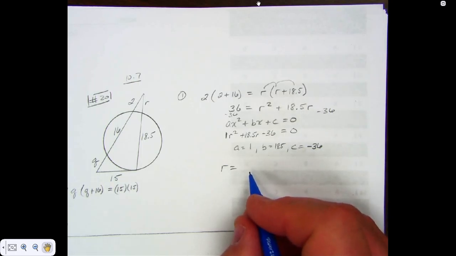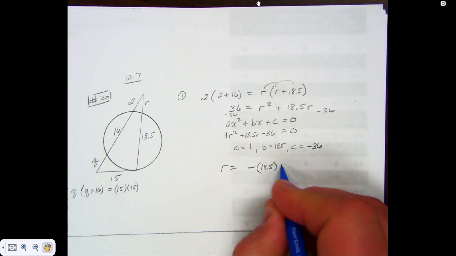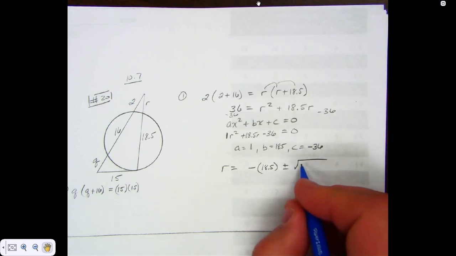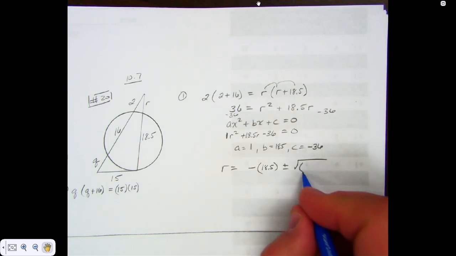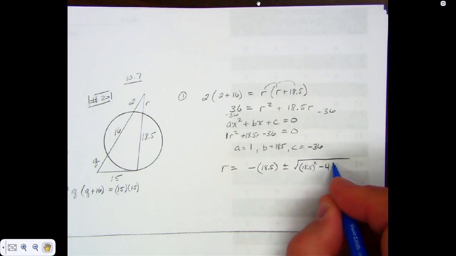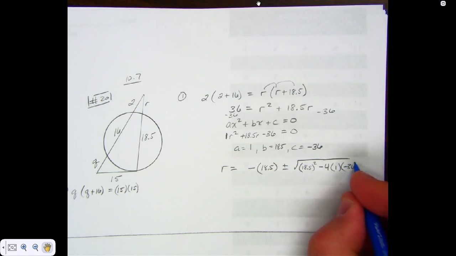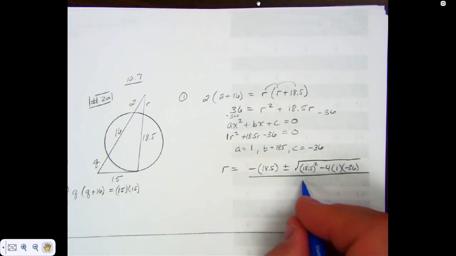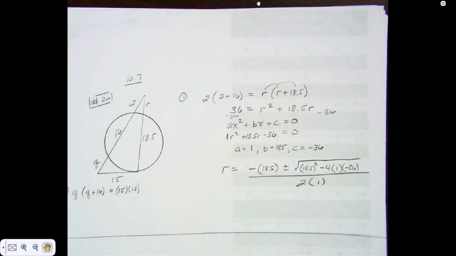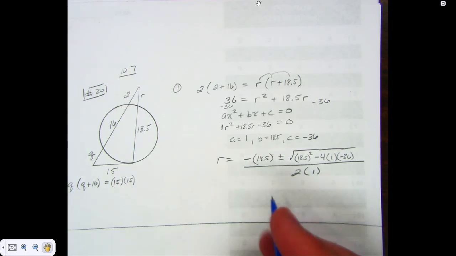So, now I plug it into the formula. Negative b. What's b? 18.5 plus or minus the square root of, what is it? B squared. So it's 18.5 what? Minus 4 times whatever a is. A is what? Times whatever c is, which is a negative 36. All of that divided by 2 times whatever a is, which is? Guys, this is just multiplication and order of operations. It's a pain, but that's all it is.